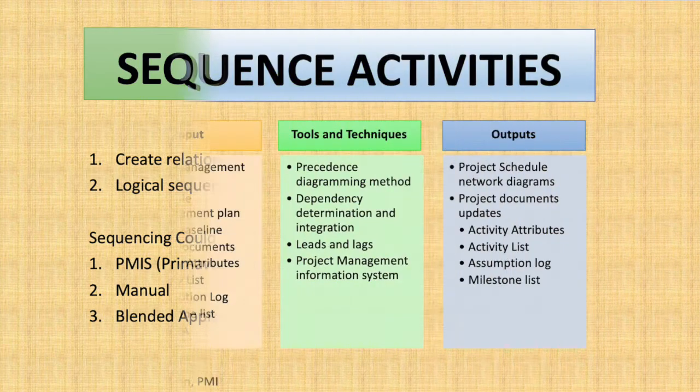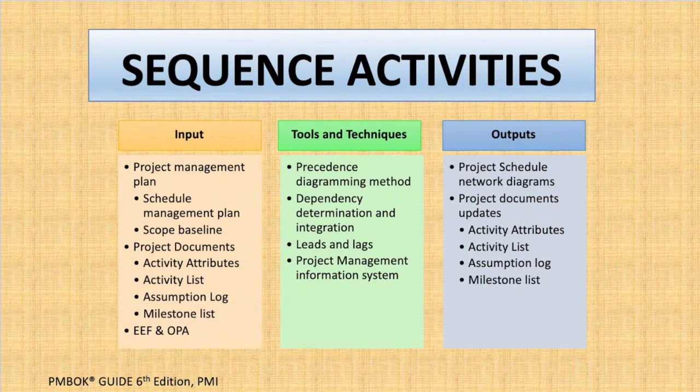As an input, we will have the project management plan, schedule management plan, scope baseline, project documents, activity attributes, activity list, assumption log, milestone list, EEF, and OPA. Tools and techniques are precedence diagramming method, dependency determination and integration, leads and lags, and project management information system. As an output, we will have the project schedule network diagram and project document updates. Activity attributes, activity list, assumption log, and milestone list will be updated.